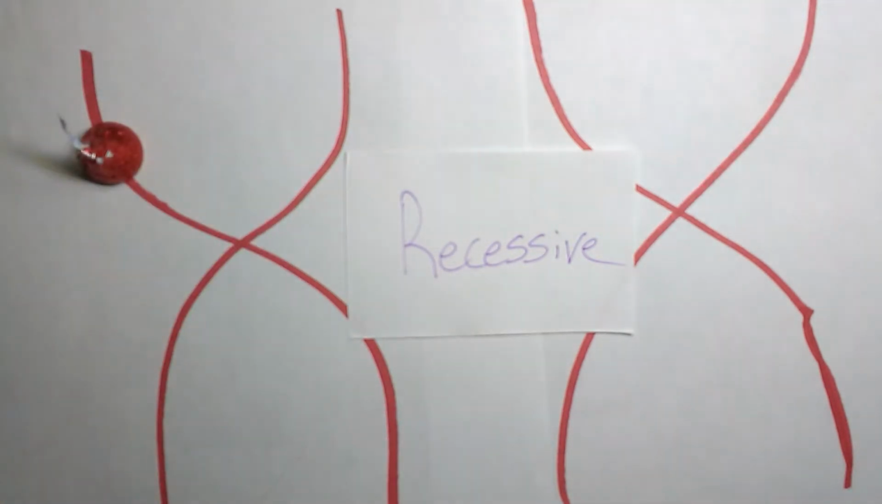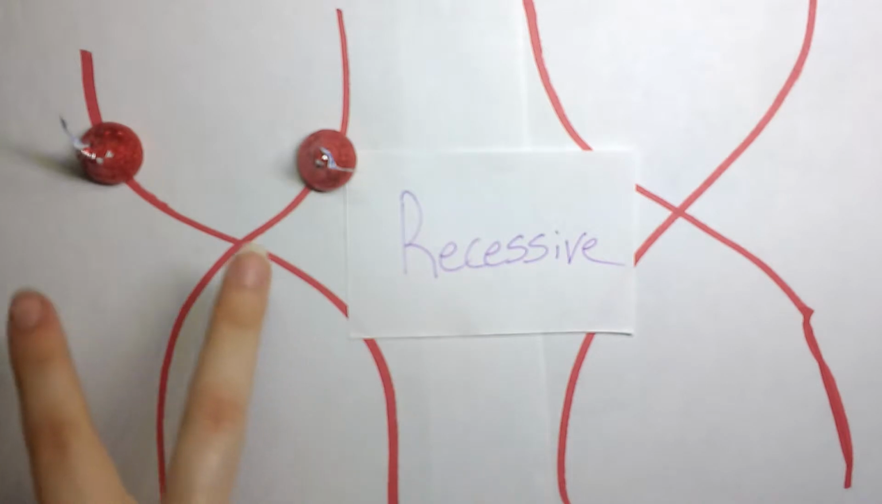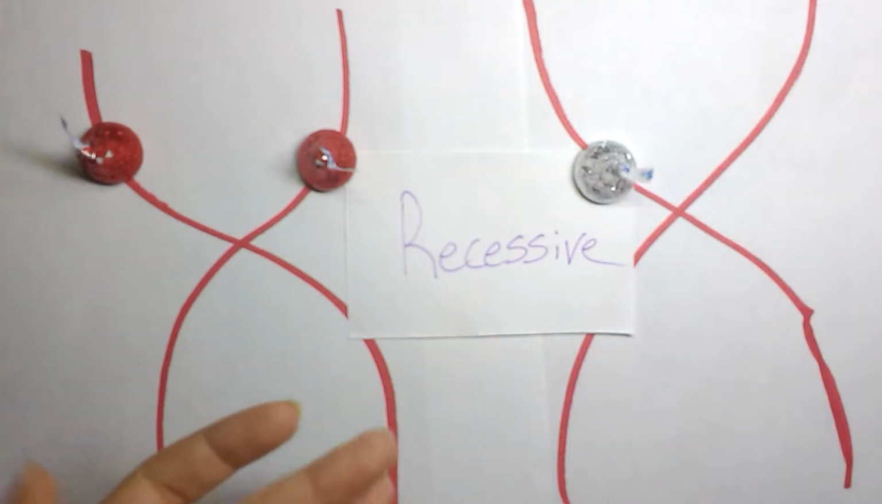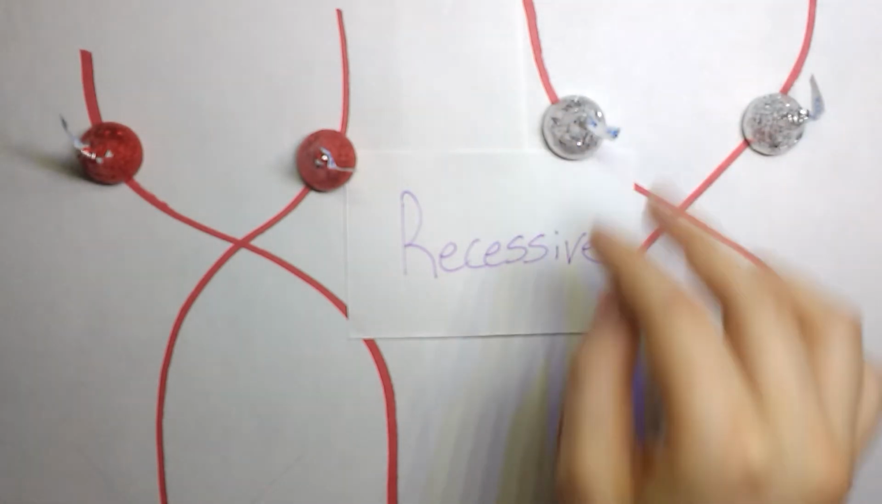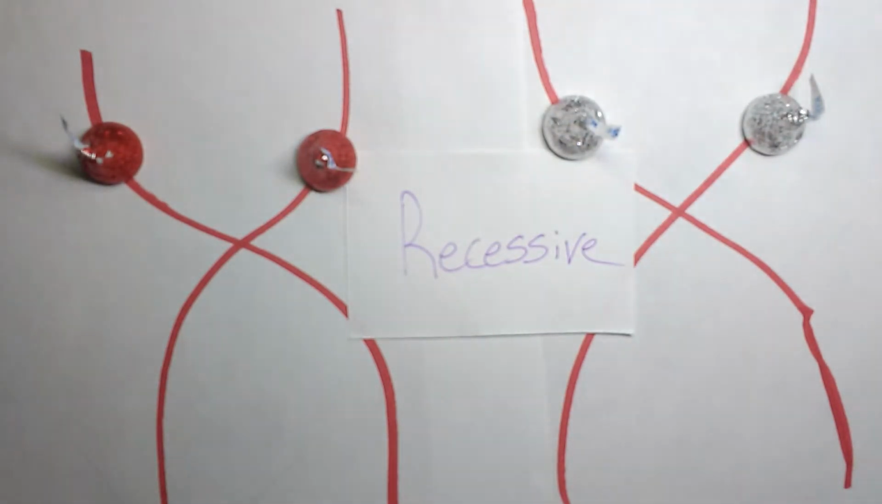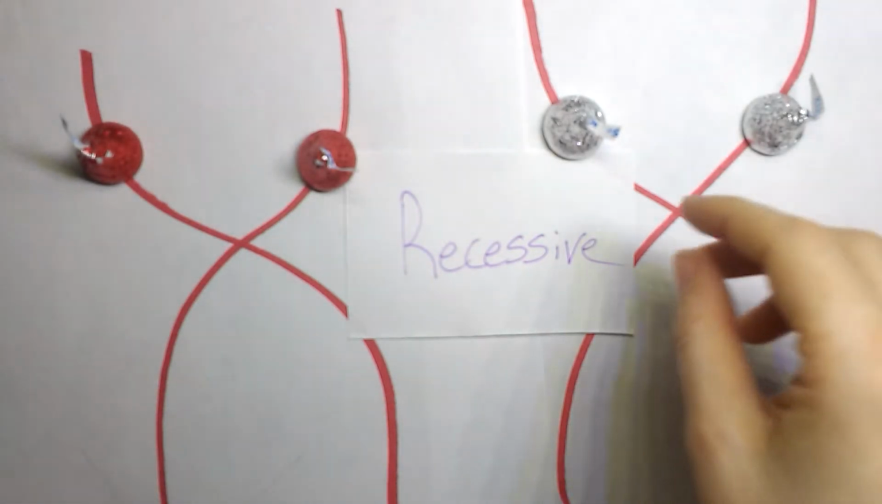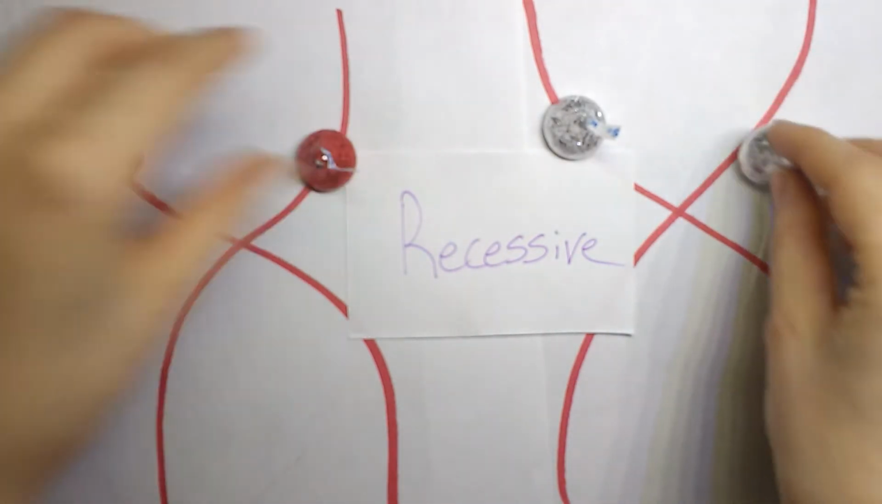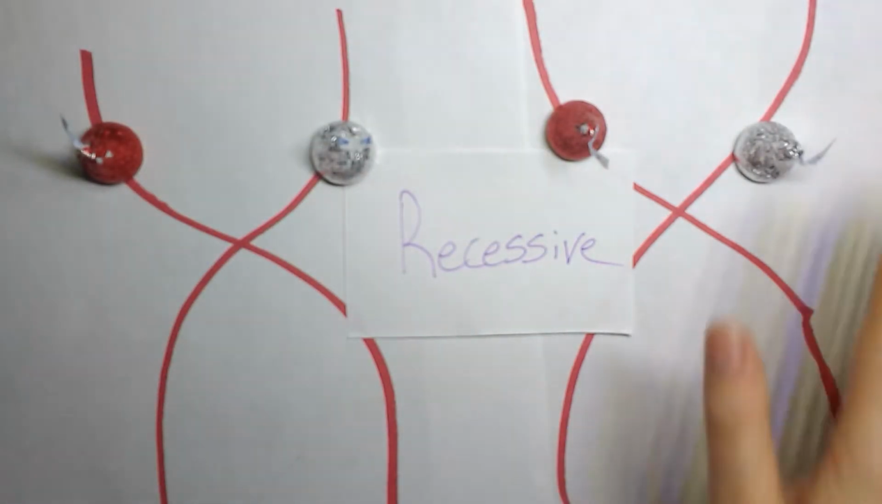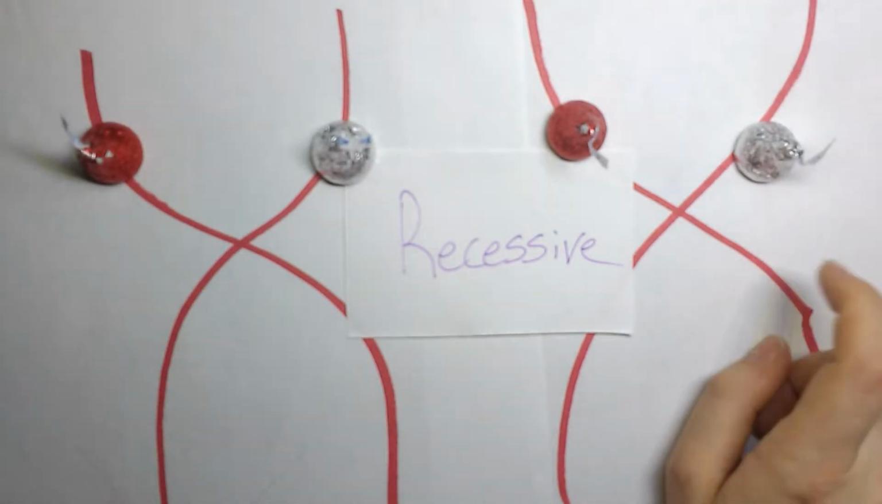So we're going to say this is a dominant. It's got two dominant traits. And then this one's going to be recessive. So whenever we breed these two together, if you know how to do Punnett squares, you know that 100% of the babies are going to be that, which is heterozygous for whatever this recessive trait was.